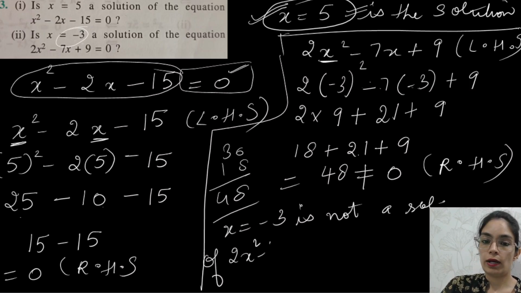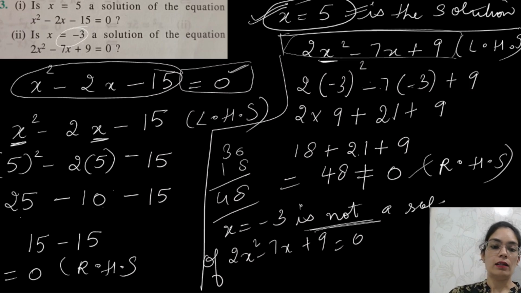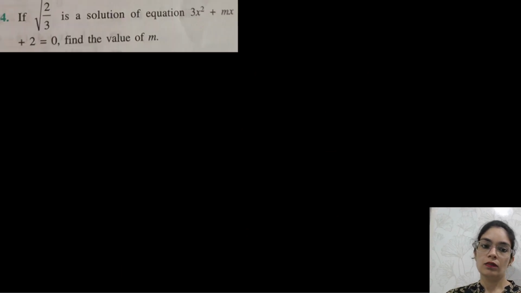That means 2x square minus 7x plus 9 is equal to 0. So an easy way to remember is this: if you are taking the left hand side and substituting the value of x as the given value, whatever is given, if your answer is equal to 0, then it is a solution. If the answer is not equal to 0, then that particular value of x is not a solution. Like both the parts I have solved and you can see here. Let's do the next question, question number 4.